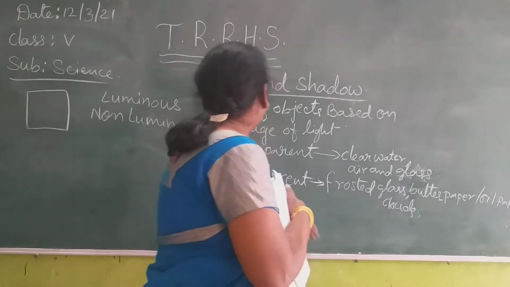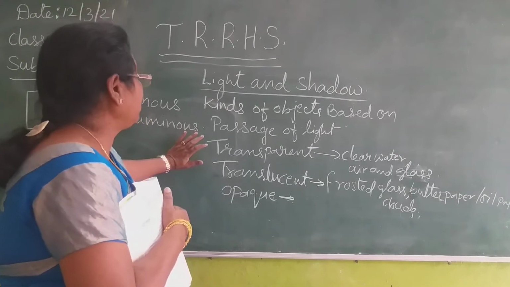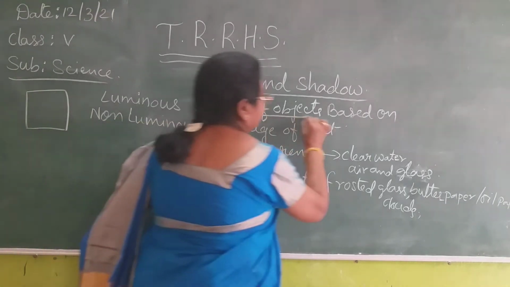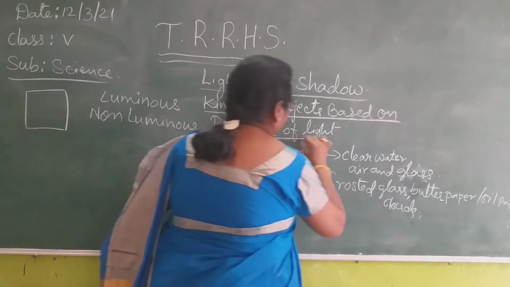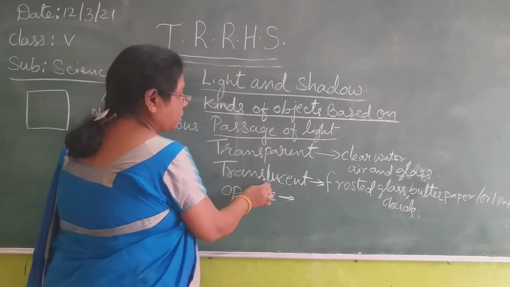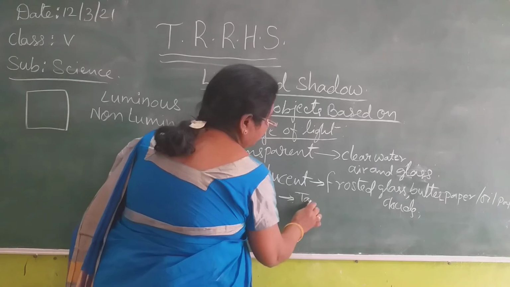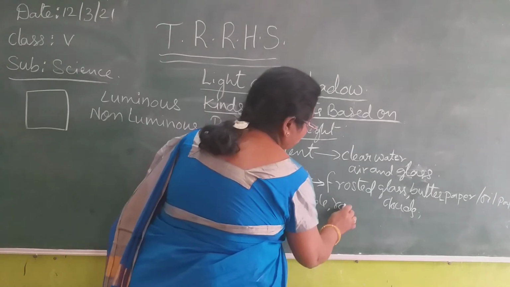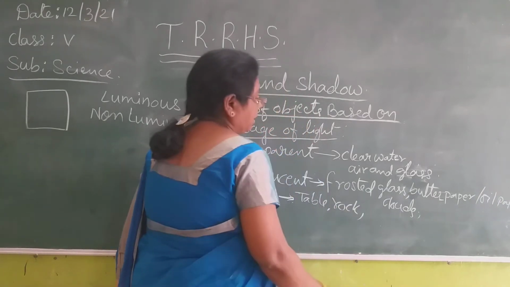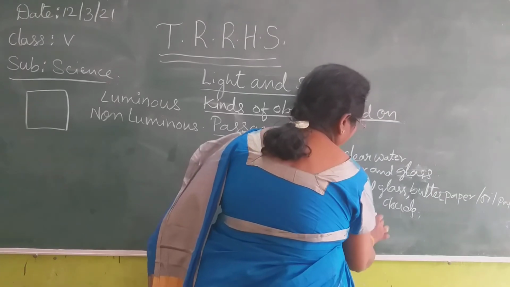So here you have seen the kinds of objects based on the passage of light: transparent, translucent and opaque. You can write the examples: table, rock, duster, book.